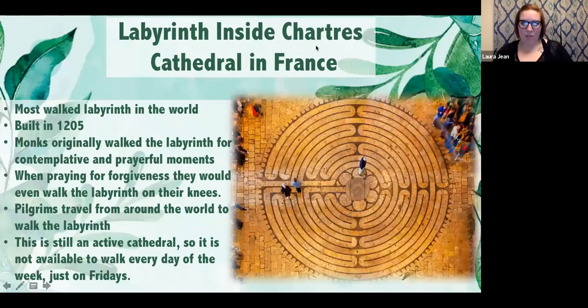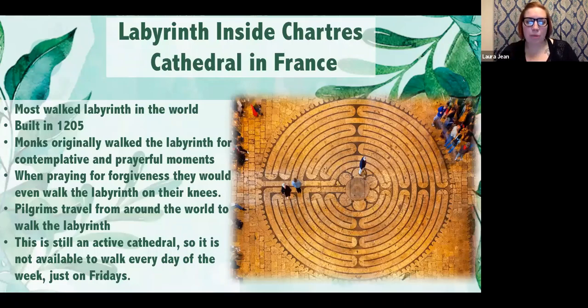And so here it is. This is the labyrinth inside of the Chartres Cathedral in France. As I said, it's like the most popular design ever. It's considered the most walked labyrinth in the world. It was built in 1205, and you can see it's built directly into the floor.